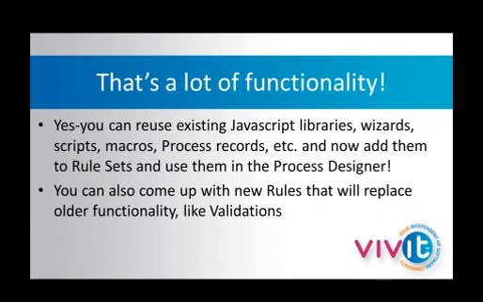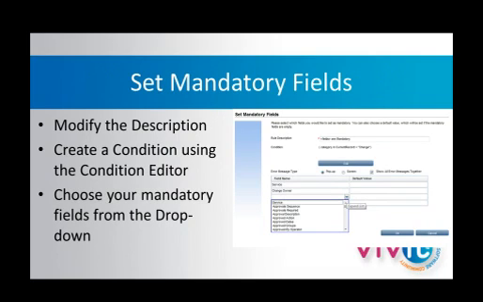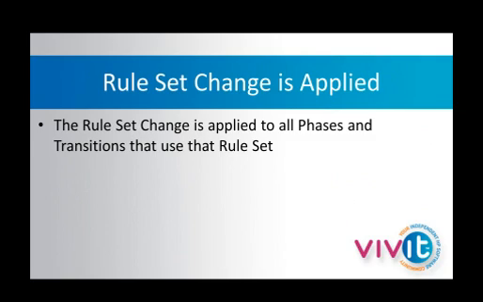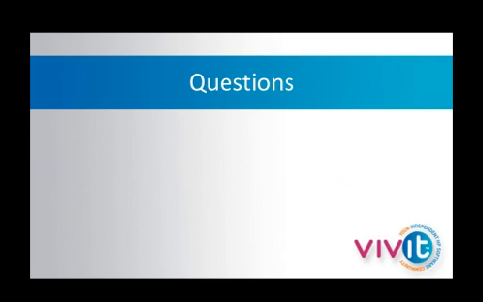Of course, you can reuse existing things if you've got existing libraries, wizards, scripts, macros, process records that you already have. You can just tie them in with this new glue, I call it. You can also come up with new rules that will replace older functionality like validations. So here, setting a mandatory field, added to the rule set, and then the rule set change is applied. Okay.